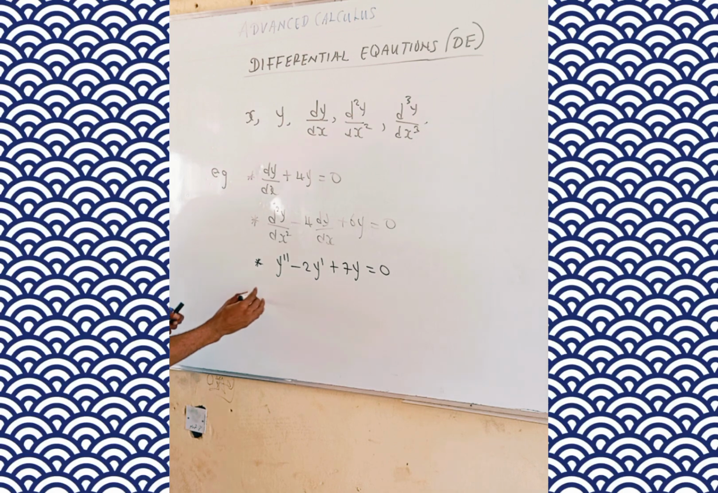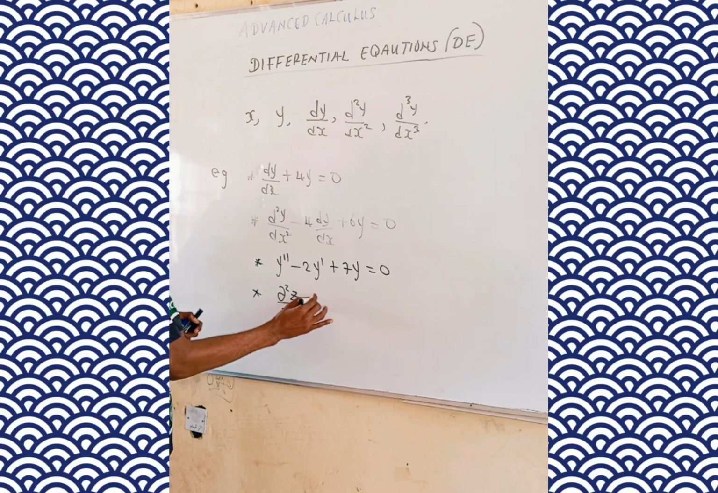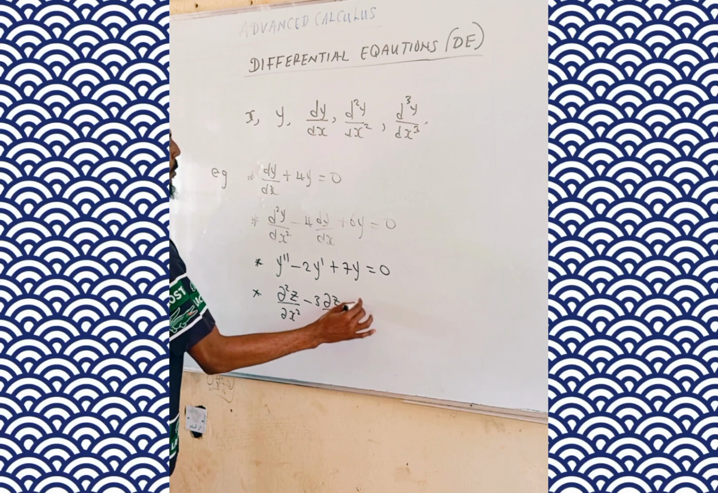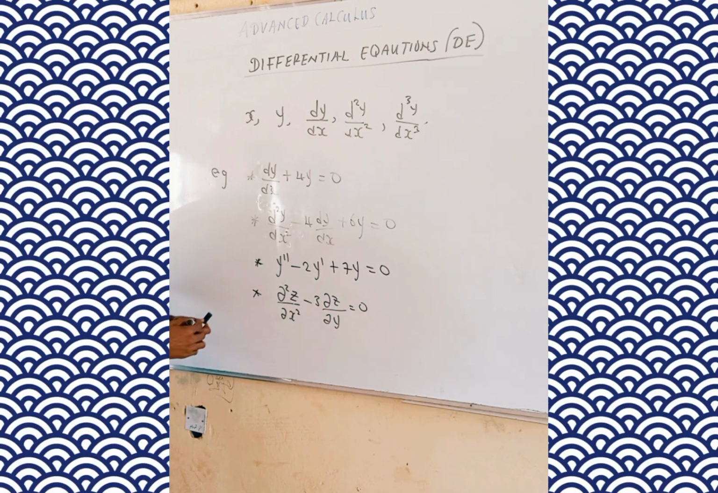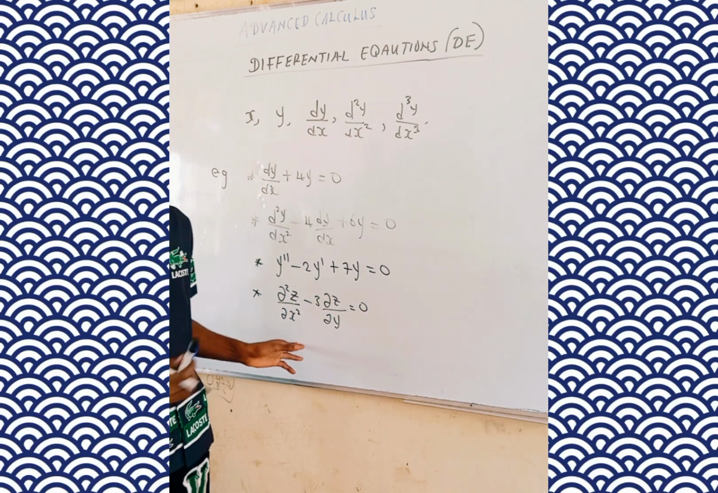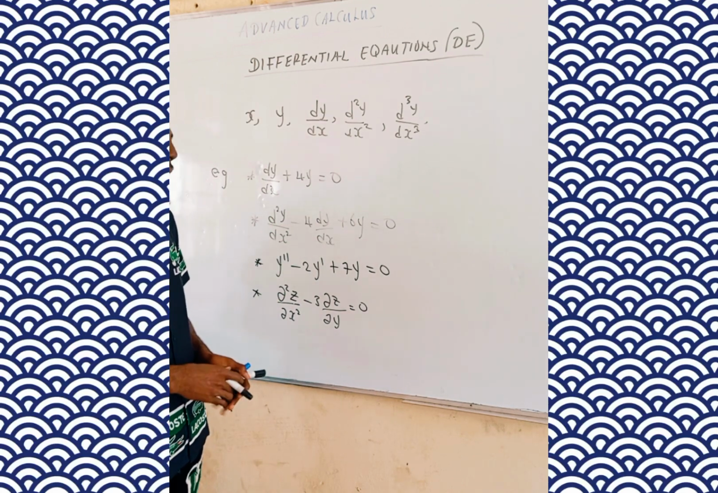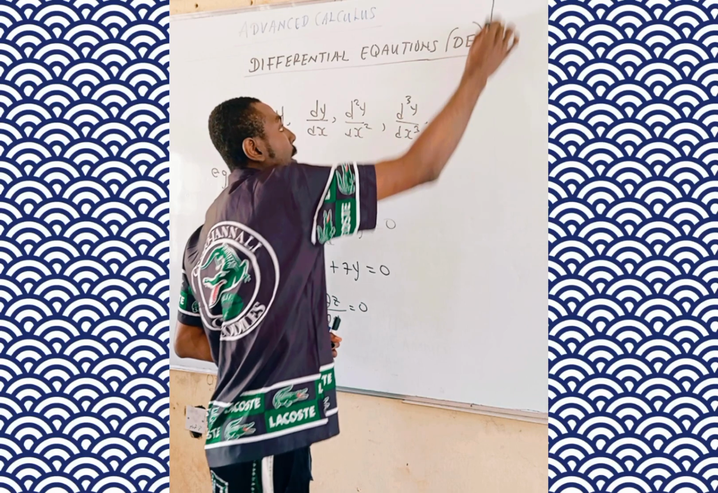We can equally have another example: d square z over dx squared minus 3 dz over dy equal to 0. This is also a differential equation, though it's a partial differential equation, but we are going to talk about that next.